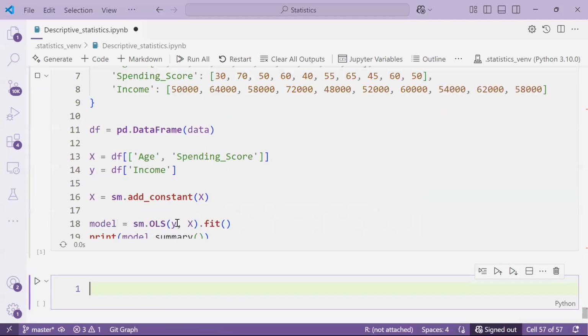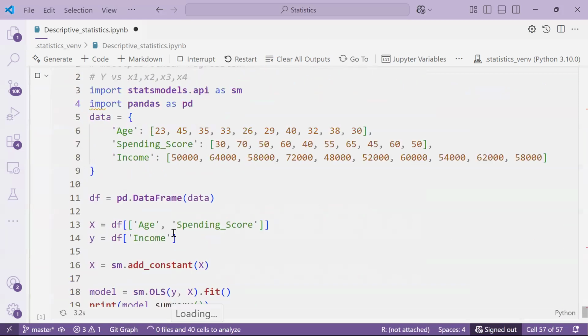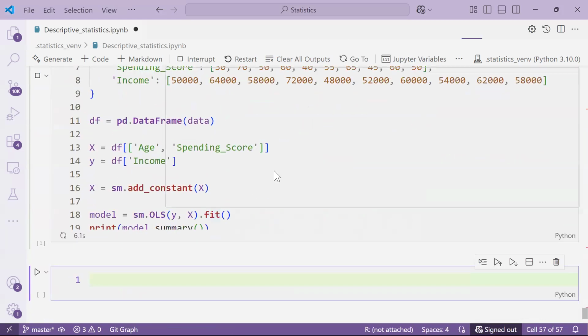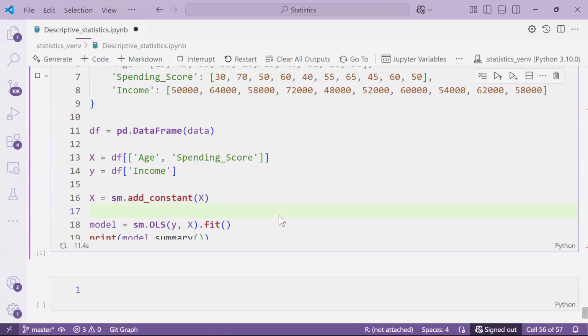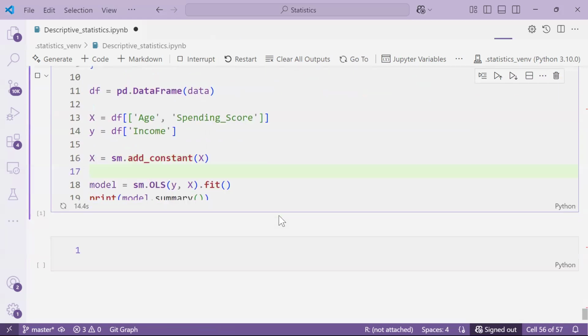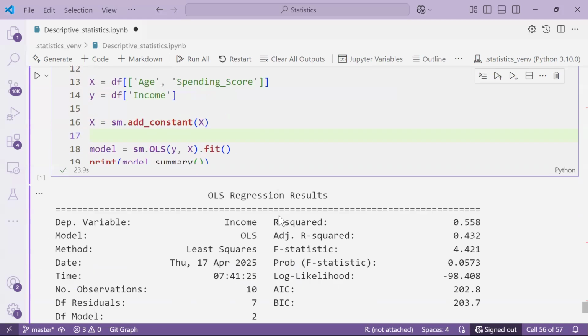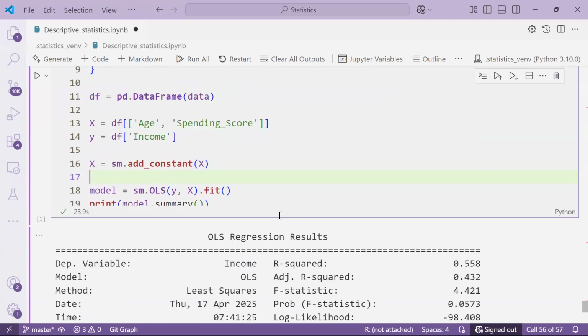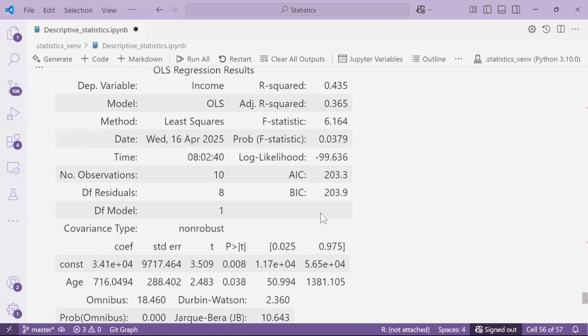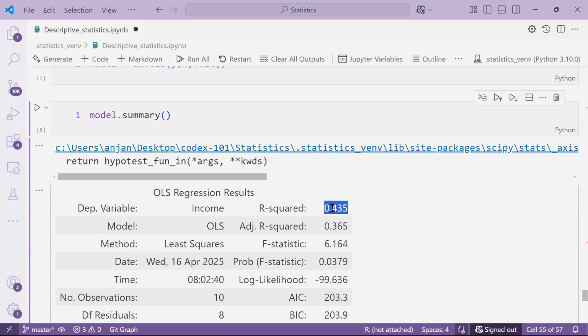Now, if you run this one, yeah. Nothing too much actually. Once you learn one basic thing, then you can easily understand. So previously, when I was considering only a single variable, our R square value was 0.43, right?